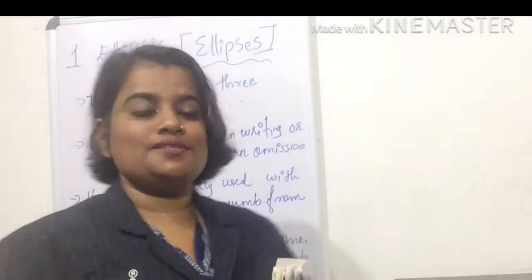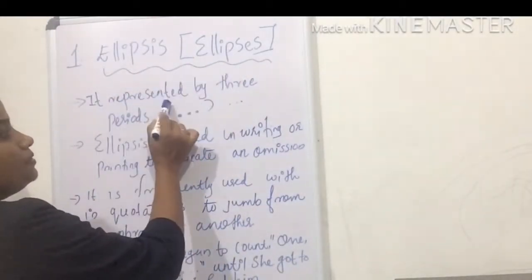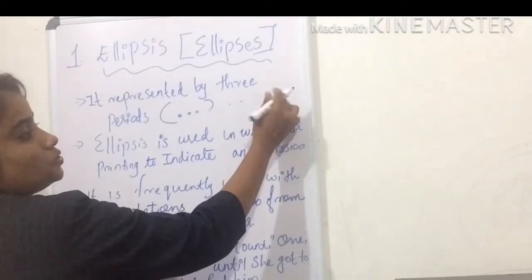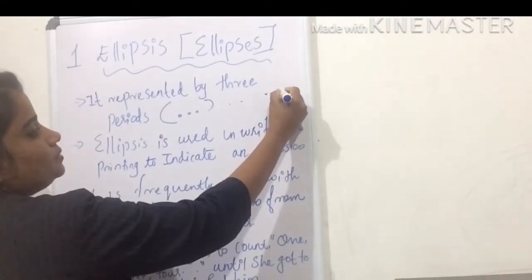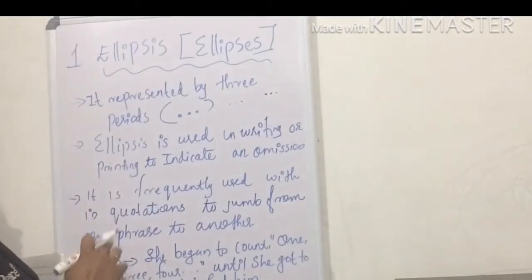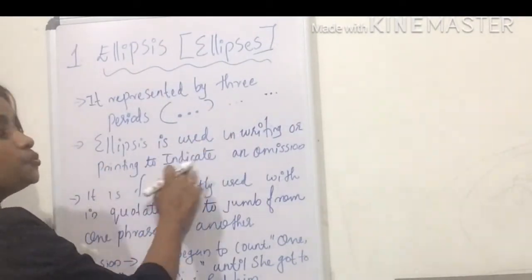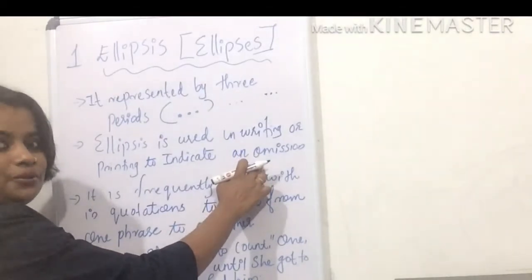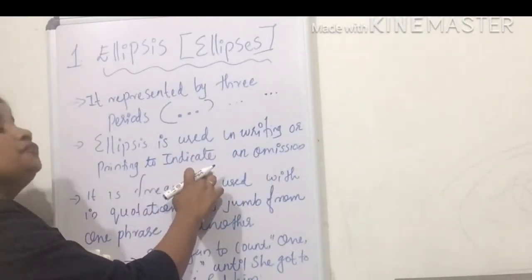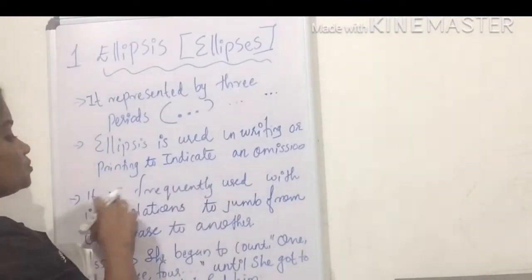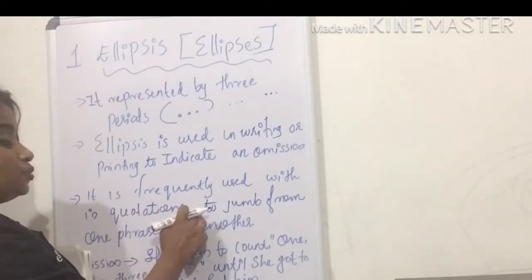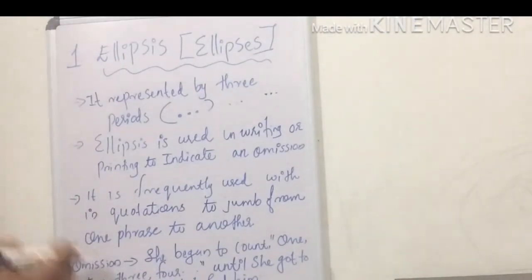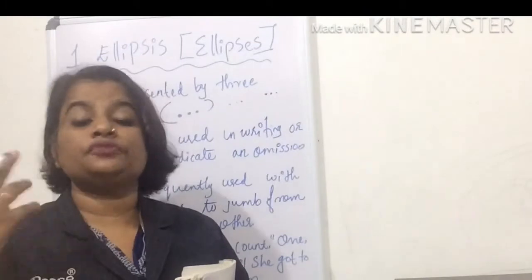Okay, this ellipsis. Ellipsis is represented by 3 periods. Do you know what a period is? Yes, this is the period. This is one period and it represents the 3 periods. The second one is ellipsis is used in writing or printing to indicate an omission. It helps us to indicate an omission, especially for the readers. Third one is, it is frequently used within quotations to jump from one phrase to another.